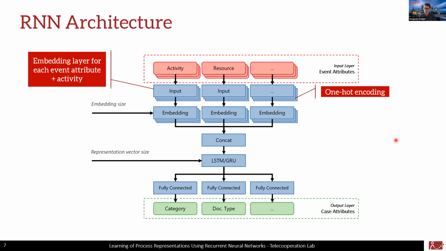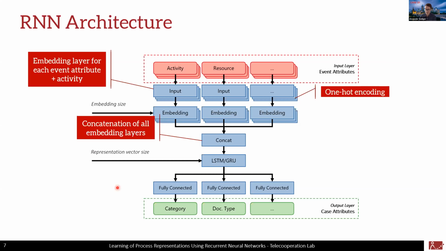And then we fed in our sequence one after another, and these will then be concatenated into one single embedding, into one single layer, which is the concatenation layer, which concatenates all of our event attributes. And these are then the input of our recurrent neural network. We actually don't use the original recurrent neural network, but more or less the long short-term memory and the gated recurrent unit, because it has some advantages regarding forgetting things alongside your sequence.